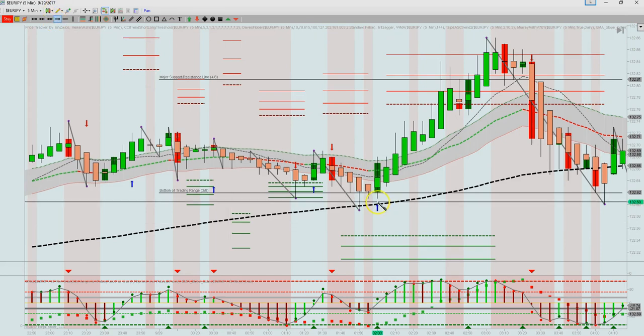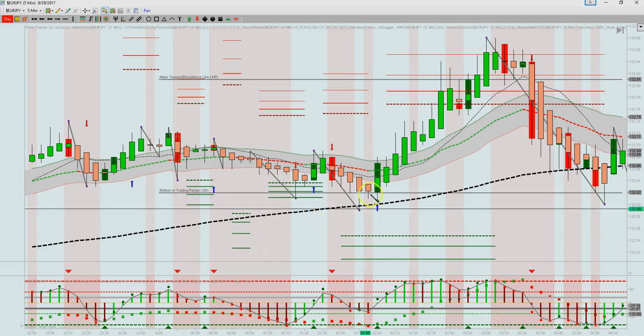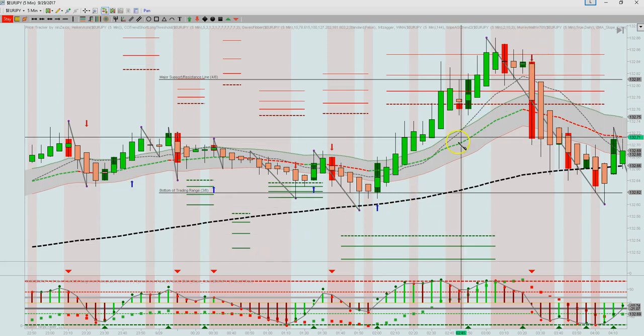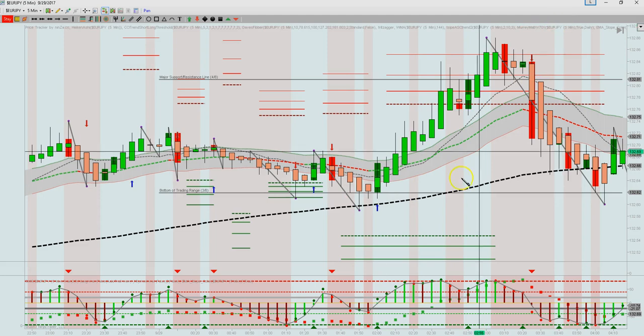So again, here's the sequence. Boom, the black. It's over the black. When it's over the black dotted line, you're in a total uptrend. So everything, you can just go ham because you're in a total uptrend. Everything's moving up. So once it bounces off this, it's going to take over this.